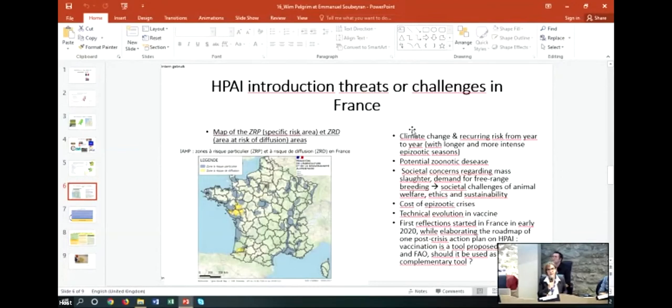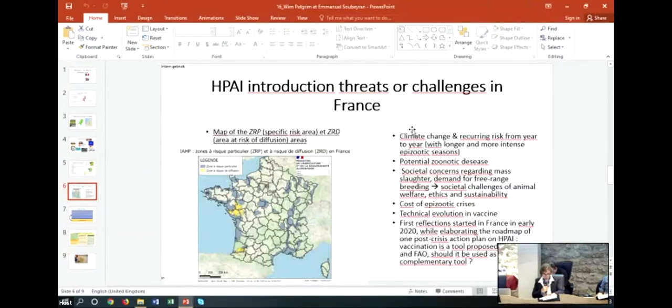These maps have been designed by the Veterinary School of Toulouse and ANSES, which is our French assessment agency. And indeed, last year, what we observed is lots of outbreaks in these two areas.